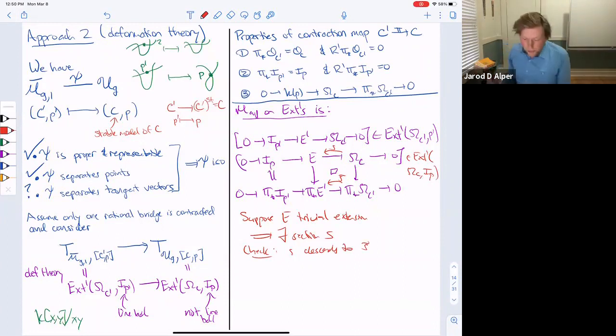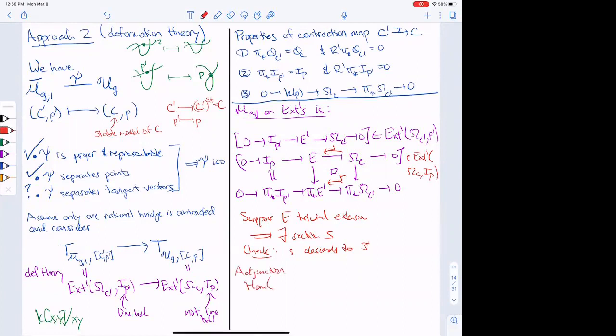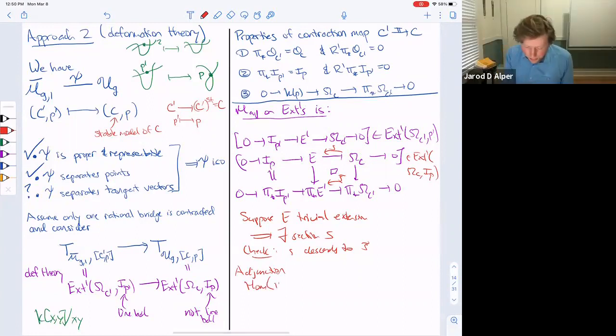And now we want to relate this section to possibly a section of this, because the goal is to show E prime is also the trivial extension. And so I think here you can use adjunction that we want to construct. So we have S tilde, which is a map from pi push forward of O_C prime to pi push forward of E prime. Adjunction tells you that this is the same as homomorphisms from the pullback of the push forward of O_C prime to E prime.